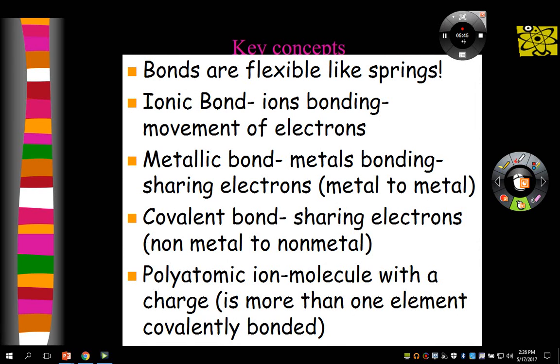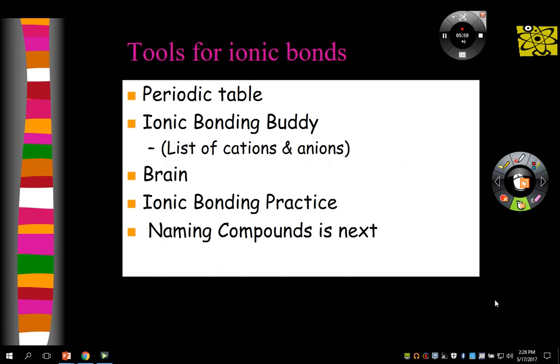Review of the key concepts. Bonds are like flexible springs. Ionic bonds move electrons. Metallic bonds are sharing electrons. Covalent bonds are sharing electrons. And a polyatomic ion is a molecule with a charge. You can use all these things to help you understand your periodic table, your ionic bonding buddy, which is on the back of your periodic table, your brain, and some practice.